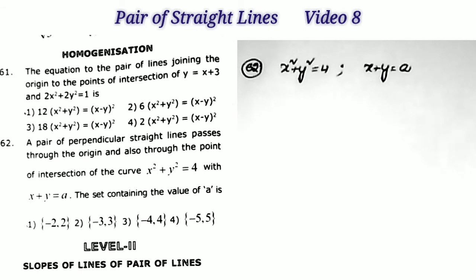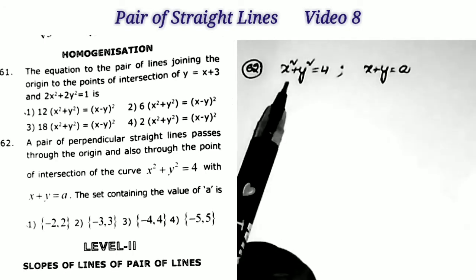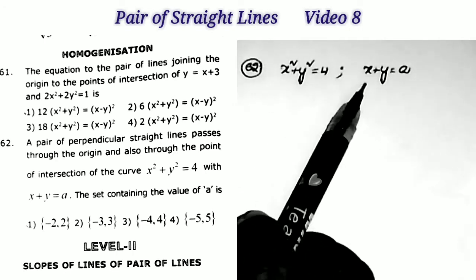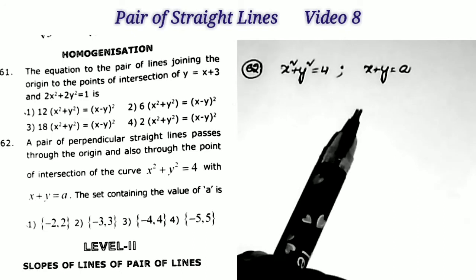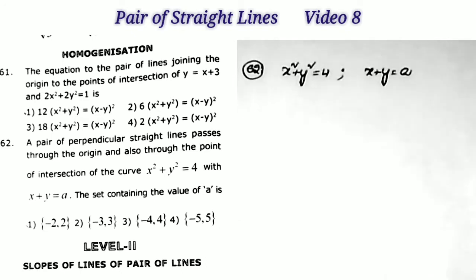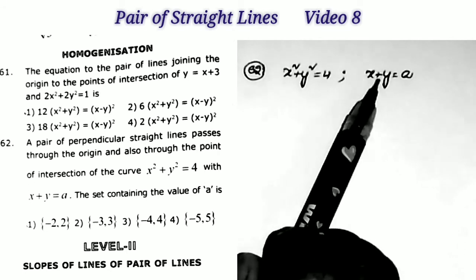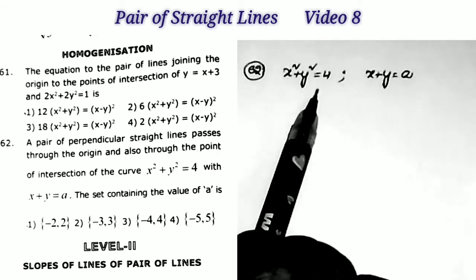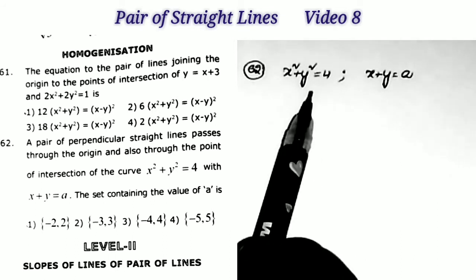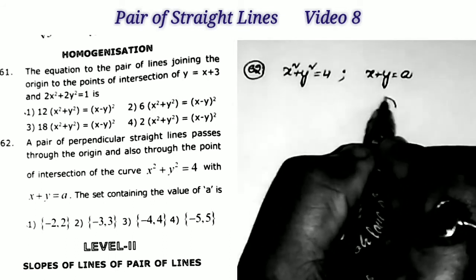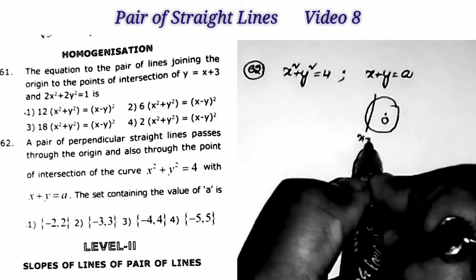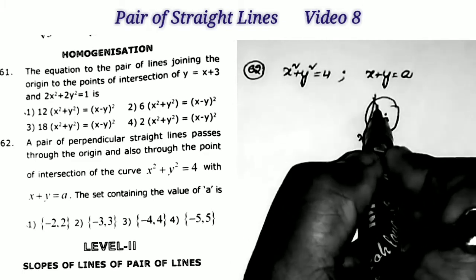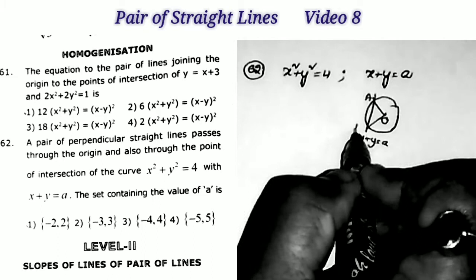The pair of perpendicular straight lines passing through the origin and also passing through the points of intersection of the given curve x square plus y square is equal to 4 and the given line x plus y is equal to a; then the set containing the values of a is equal to? Okay, so here what is the given question? The lines joining the origin to the points of intersection are perpendicular to each other. This is the given curve, a circle, this is the origin O, the center, and this is the given line x plus y is equal to a.